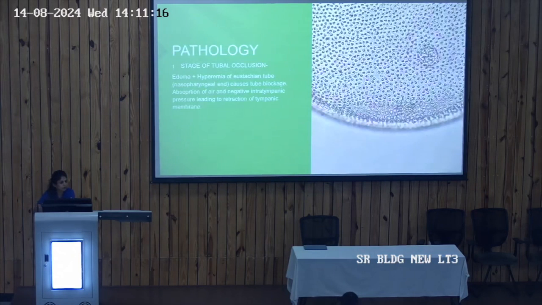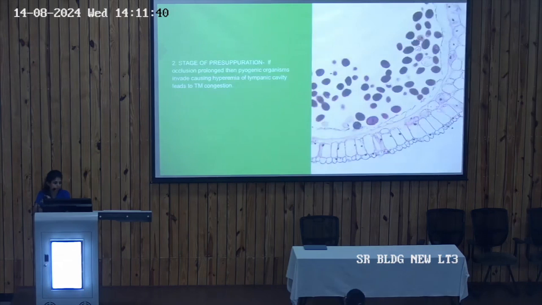So in the stage of tubal occlusion, there is edema and hyperemia of the eustachian tube. Basically, the nasopharyngeal end of the eustachian tube is edematous, which causes the tubal occlusion. Because of that, the air is trapped inside the middle ear, which increases the negative intratympanic or middle ear pressure, which leads to retraction of the tympanic membrane.